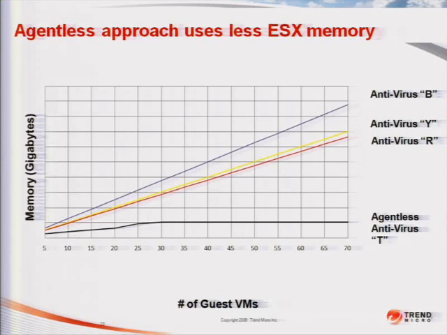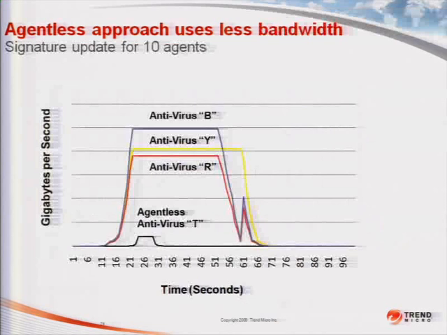For the most part, it's almost flat. So that's one key area where you will see a benefit. And the other area is in the area of bandwidth consumption and time in terms of operations. So something like a signature update where you have to roll out a pattern.